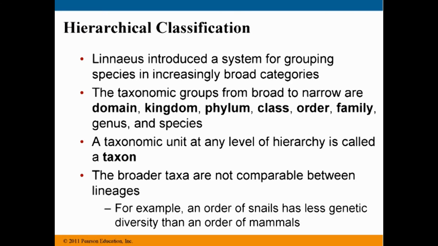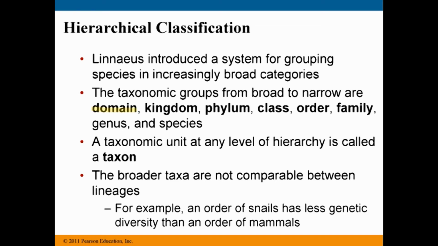Now, Linnaeus introduced this system for naming species by providing increasingly broad categories. So this is his hierarchical classification. We're left with, and you do need to know this, domain, kingdom, phylum, class, order, family, genus, and species. We will be spending most of our time on these.